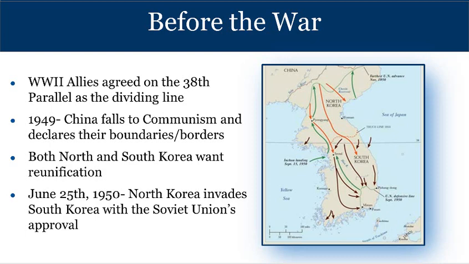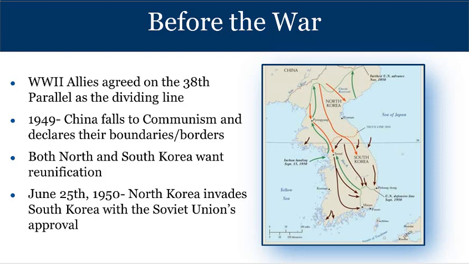So it really is just a line on a map. The North is told that they're going to be communist, the South is told they're going to be democratic. 4 years later, in 1949, China falls to communism. So now North Korea is going to really cement that relationship to China. They are both communist countries, but both Korean countries want reunification.